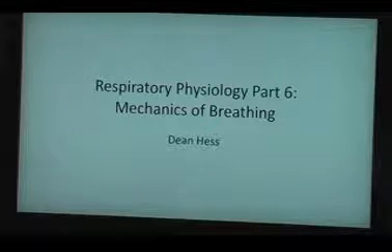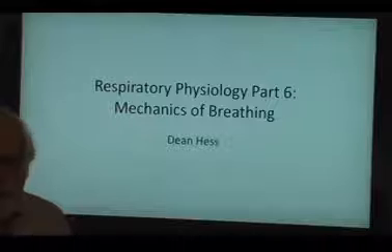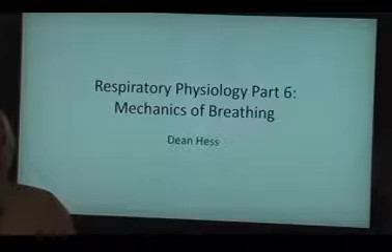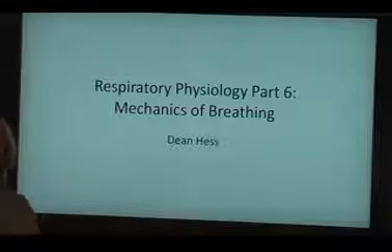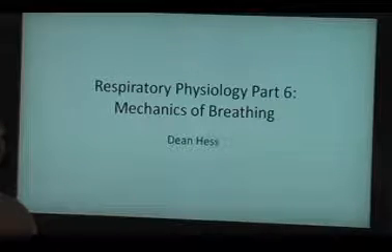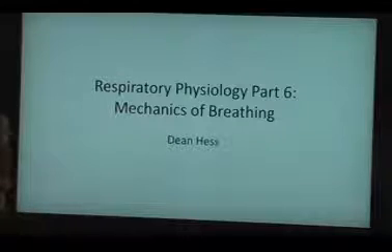Talk about respiratory mechanics, the mechanics of breathing, moving air in and out of the lungs. There's a lot of material and I may not get through it all, so if I do not, then the next time I come in, we will continue with whatever I don't get to.